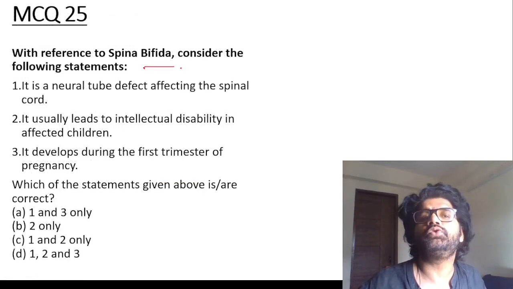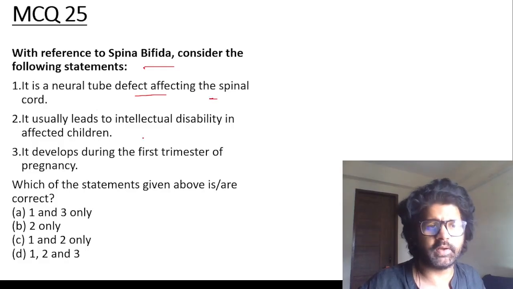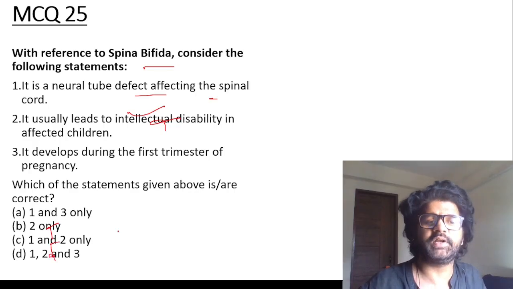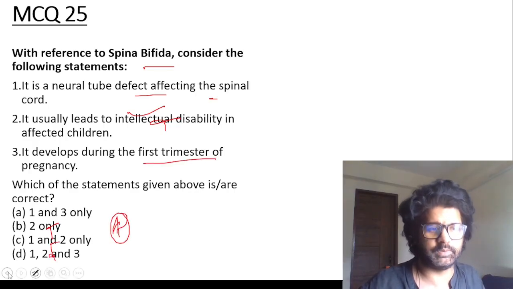MCQ 25, with reference to spina bifida: neural tube defect affecting the spinal cord, correct. Intellectual disability, no, intellectually they are fine. So the second is wrong. Eliminate the second and you will get the answer, A, 1 and 3. Develops during the first trimester.